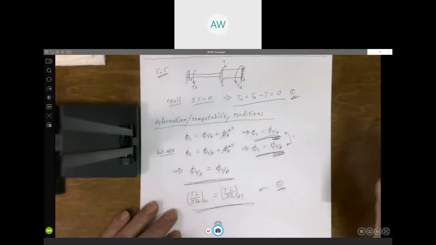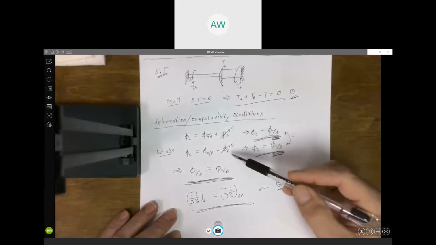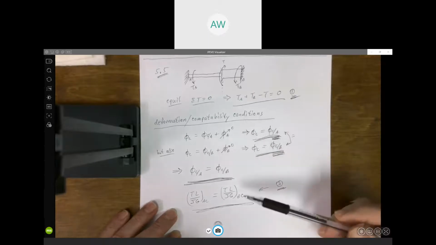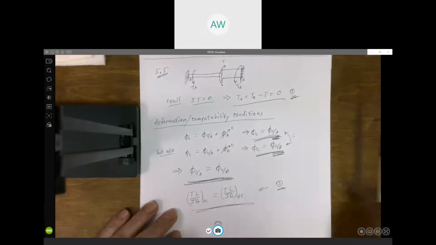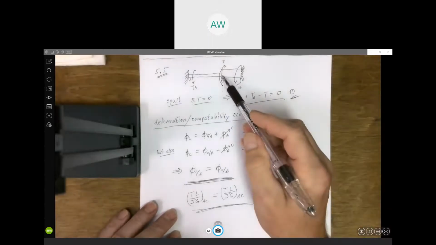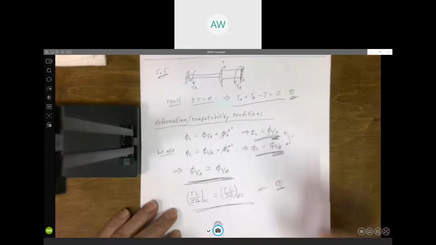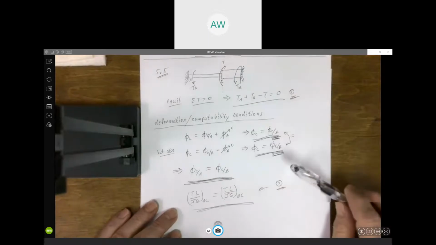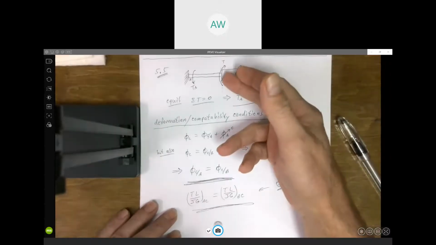If you think about it, I suspect most of you would buy this even without some kind of formal derivation. I don't know if I'd call it a derivation or not, but basically what this says is the cross section here at C, where these two sections meet, has to rotate the same amount. That's all this is. And that's got to be true. The only way that would not be true is if the thing broke, right?